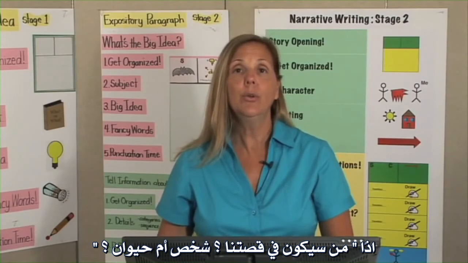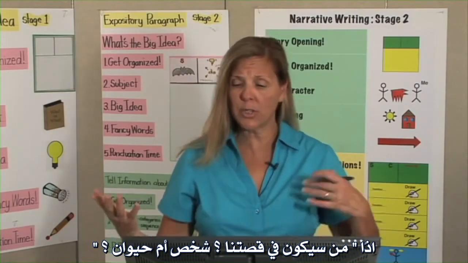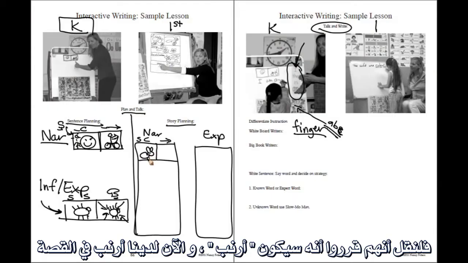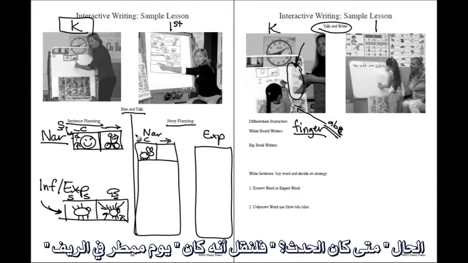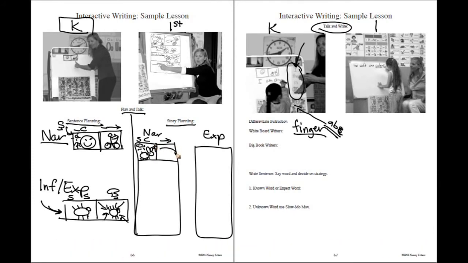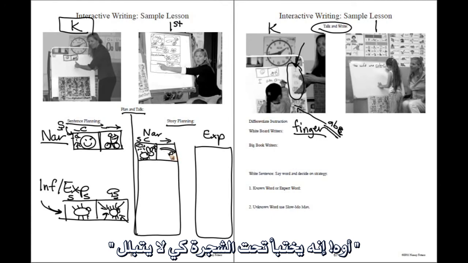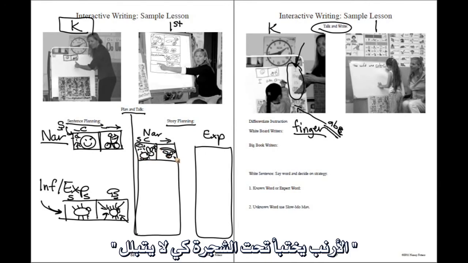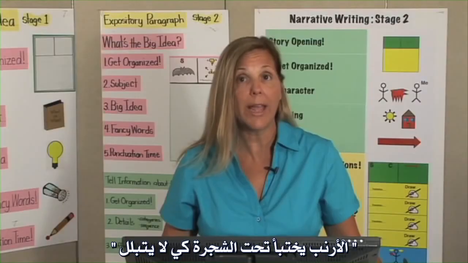So, who's in our story? A person or an animal. So let's say they decided on a bunny. So we have our bunny in the story. Setting, when is this happening? Oh, a rainy day, and it's out in the country. Action, what's the bunny doing on a rainy day out in the country? Oh, he's hiding under a tree, so he won't get wet. So let's put the bunny under the tree. Let's say our whole sentence. The bunny is hiding under a tree, so he won't get wet.